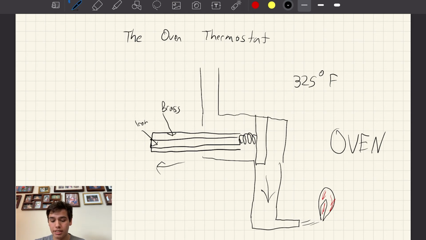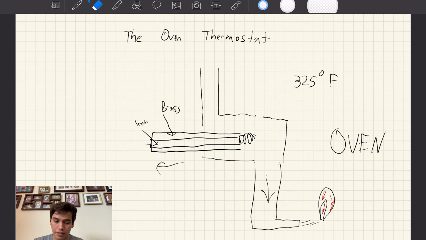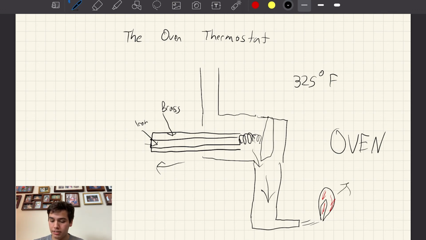Basically what's gonna happen is the brass is gonna expand, it's gonna go back, this iron piece will be pulled back, and it's gonna shut the valve. And then it's gonna start to cool down. So when it starts cooling down again, the brass will contract. And when it gets too cold, below the 325 that we wanted to set it at, it'll start to open up again, and then it'll allow gas to pass through here and get to the oven. Do you understand? So basically, this is how we're going to be able to regulate the temperature.